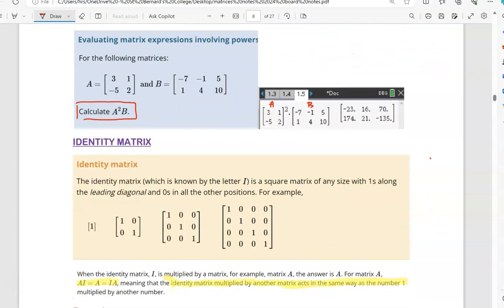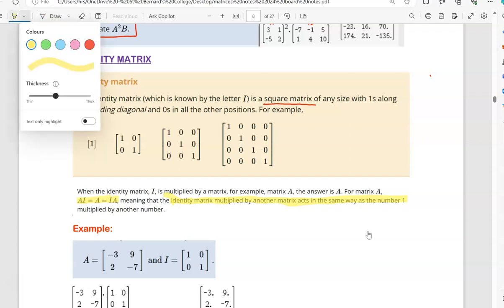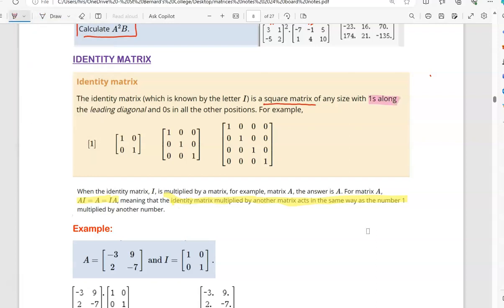Now, the other last thing we're just going to talk about is they'll talk about an identity matrix. So an identity matrix is a matrix that is also square. So important, it's a square matrix. And it has ones along its leading diagonal. Now, if you remember, I said the leading diagonal starts in the top left-hand corner and goes down to the right. So that's an identity matrix, and then it has zeros everywhere else.